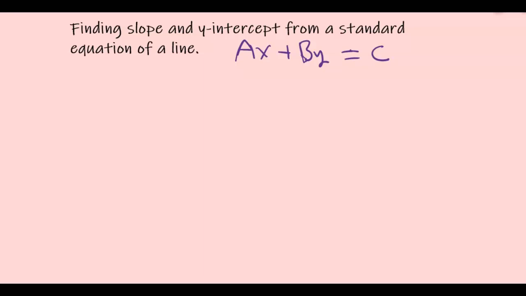Today we are going to look at finding a slope and the y-intercept from a standard equation of a line. Ax plus By equals C is the standard form of the equation of a line.